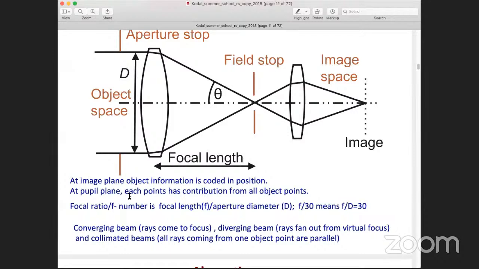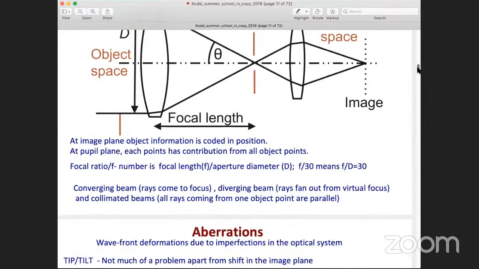At the pupil plane, each point has contribution from all the object points. For example, if we have rays coming from here, this particular point can have contribution from rays coming from different directions. That means different object points contribute. Almost all the object points contribute to the light received at one particular point in the pupil.